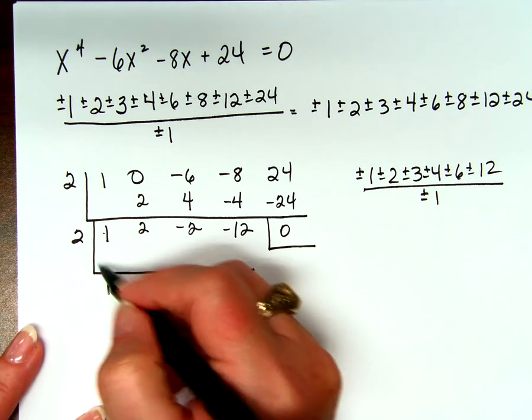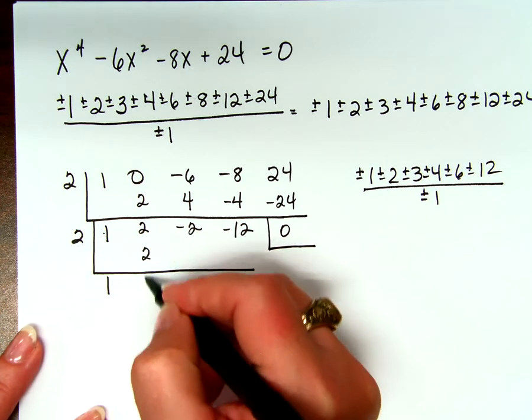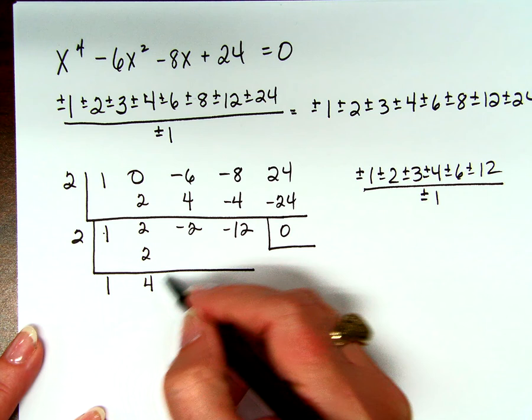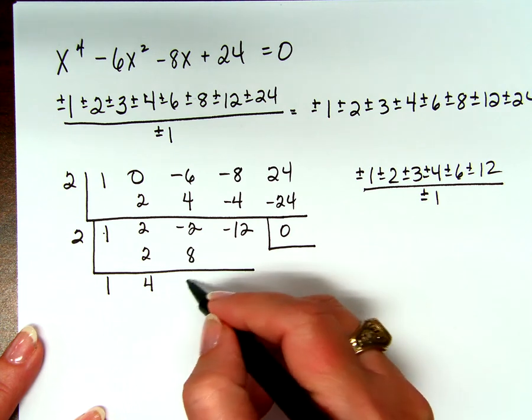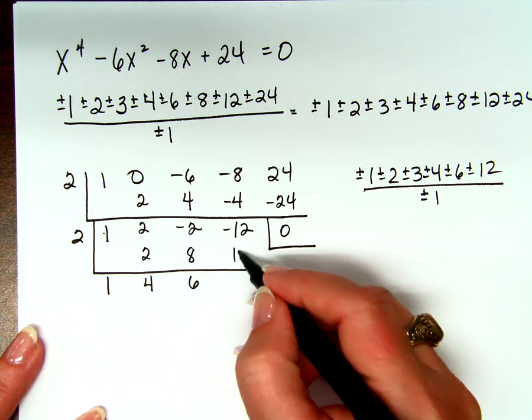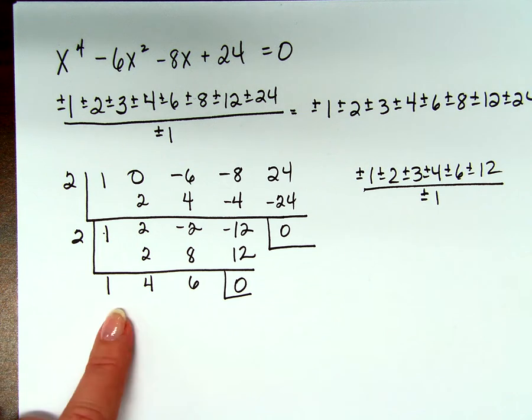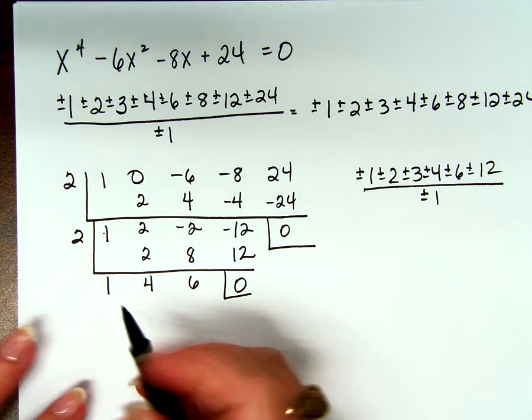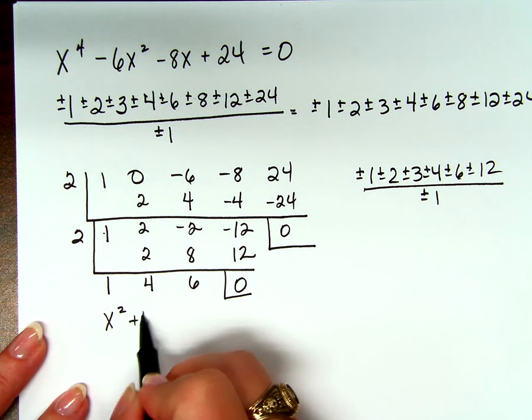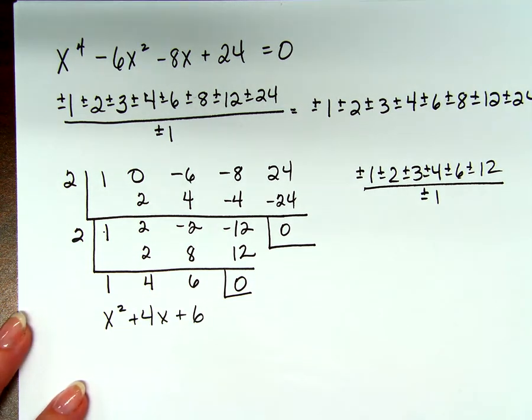Bring down the 1, multiply, add. Multiply, add. Multiply, add. So my problem is right here. This is what I have left. I have x squared plus 4x plus 6 left.